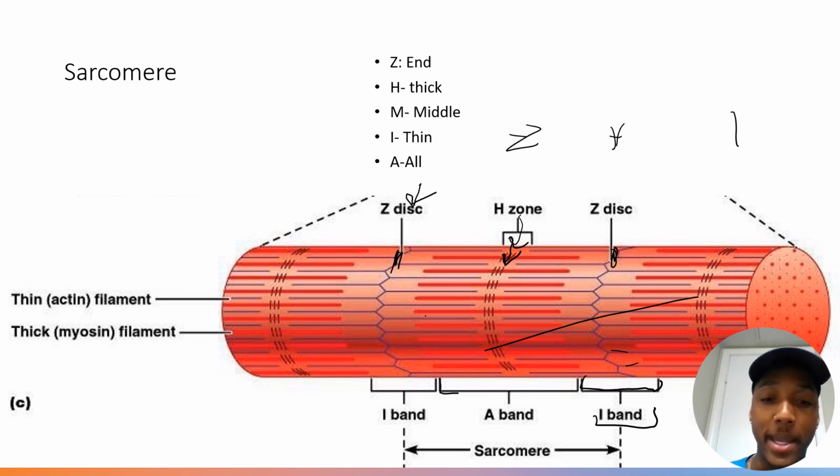So for the A band, A is for all. The first letter of all is A. So within this A band, it is composed of both the thin actin filament as well as the thick myosin filament.